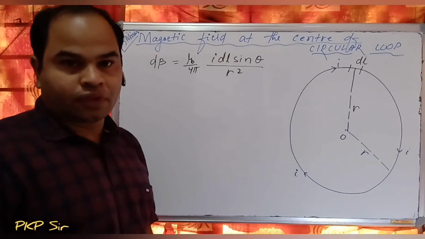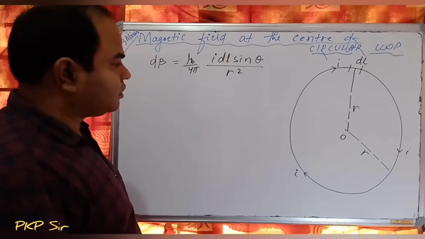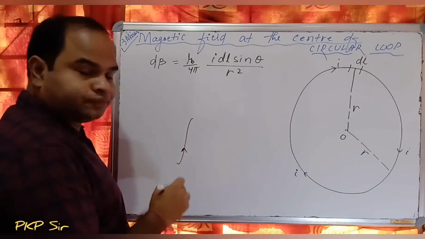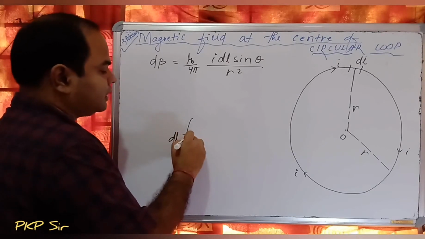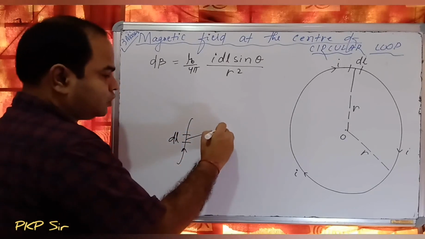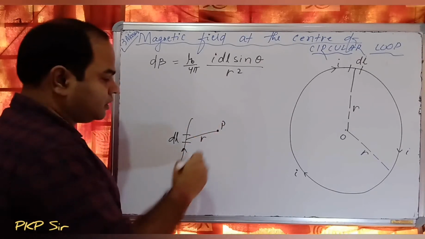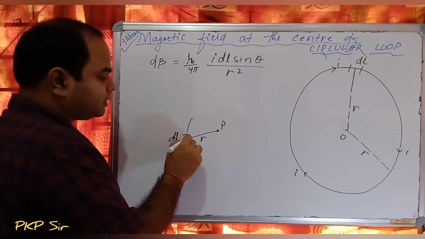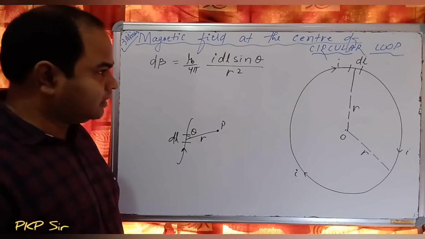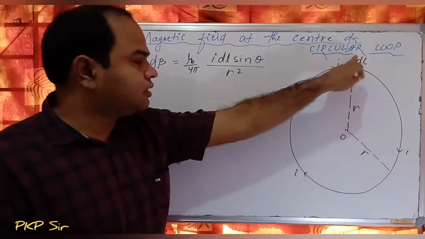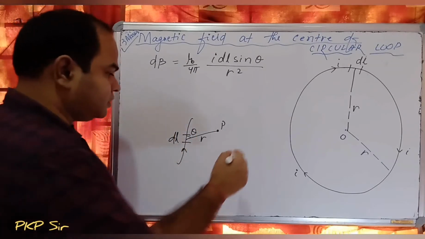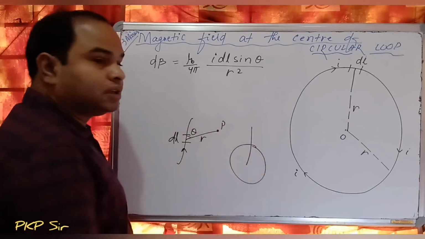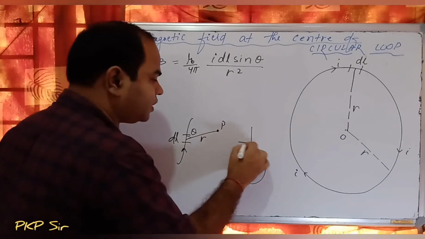In Biot-Savart's law, we have current I, small length dl, and distance r. So at point P, which is r distance from it, the small magnetic field is dB. The angle between dl and r is theta. So this is my r, this is dl. What will be the angle between dl and r? In a circle, the normal which is passing through the center is always perpendicular to the tangent.